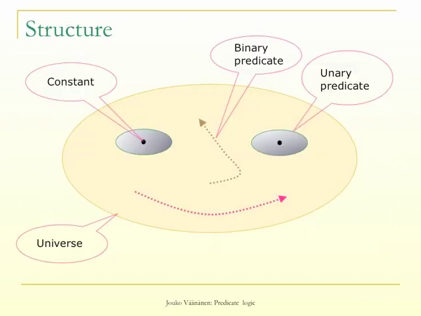So here is a general picture of a structure. There is a universe, which is this oval or ellipse, and there is a great freedom in choosing the universe. The universe has or may have some constants, it may have some binary predicates, it may have some unary predicates.